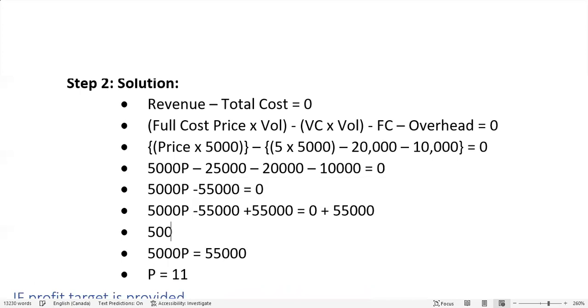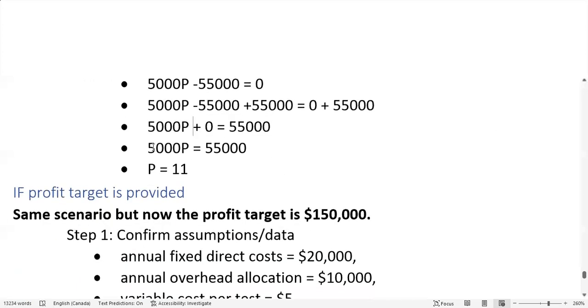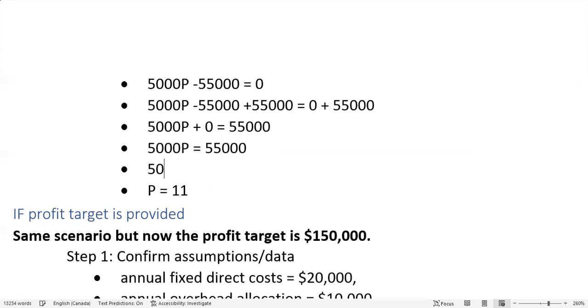So 5,000 P plus 0 equals 55,000. Or in short, it's this. The same principle applies: anything you do on one side, do to the other side. So that we can get the value for P, we just need to divide 5,000 P by 5,000, which equals 55,000 divided by 5,000. And that's how you arrive at the value of the price.